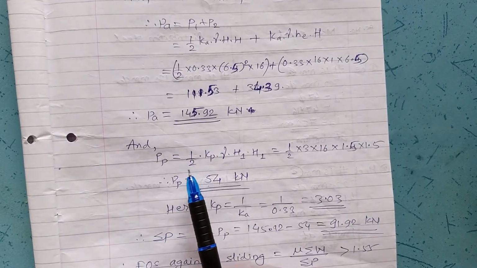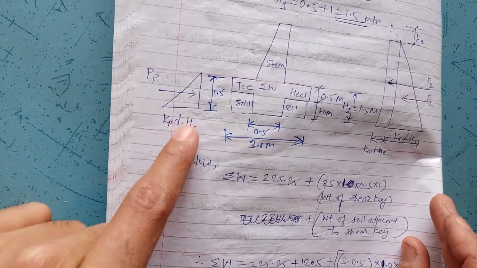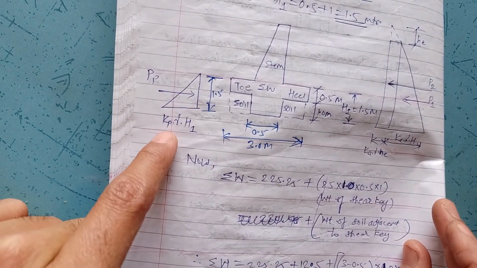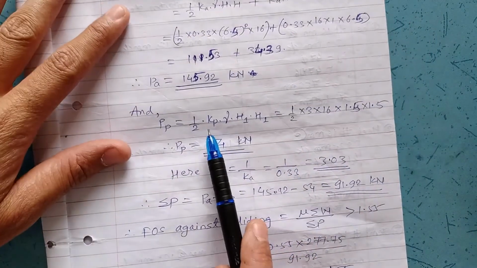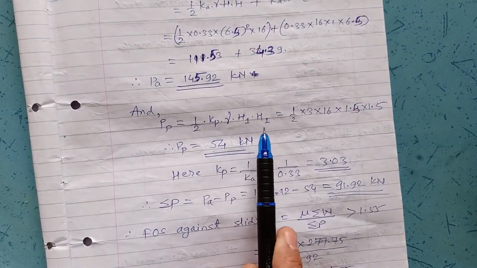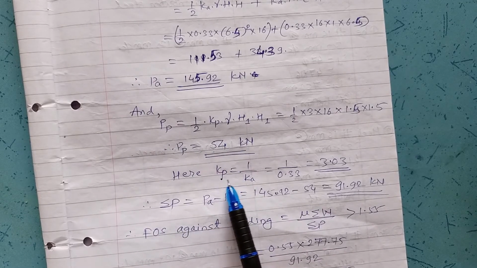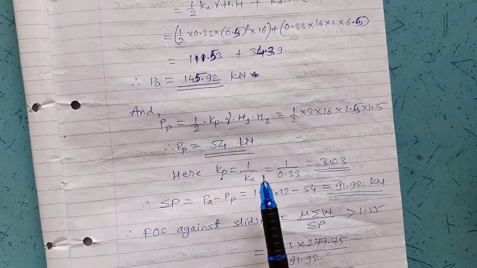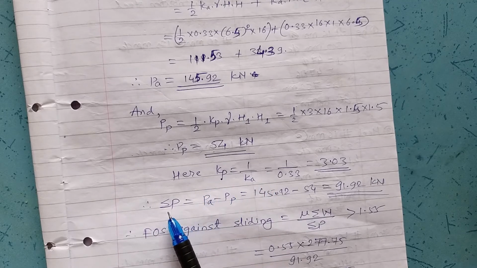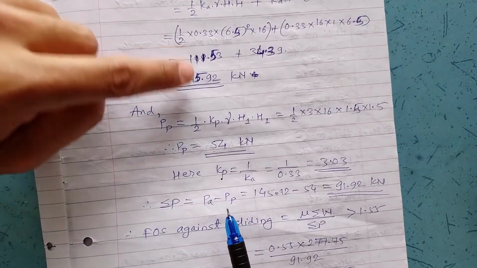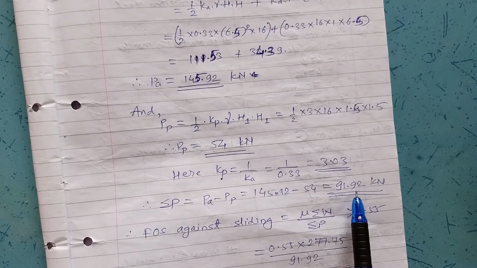Passive earth pressure here will be due to this pressure diagram, that is Kp into gamma into H1 into half into height. Hence half base will be Kp into gamma into H1 into H1, PP will be 54, and Kp we have calculated as the reciprocal of Ka. The reciprocal of the active earth pressure coefficient will give the passive earth pressure coefficient. Hence summation P will be PA 145.92 minus PP 54, that is the resultant force acting here will be 91.92 kilonewton.